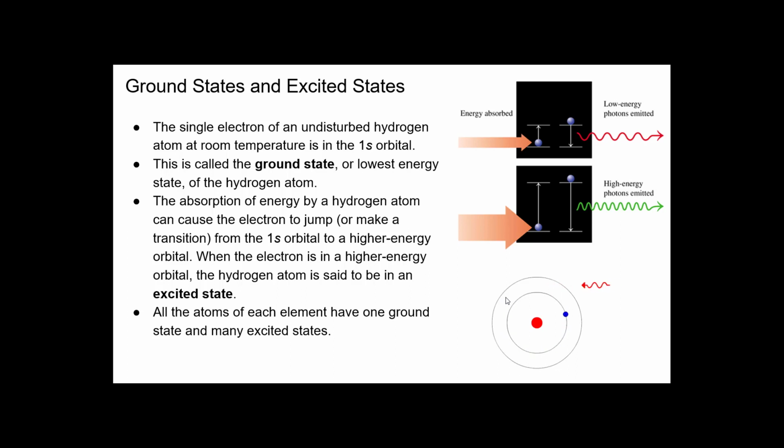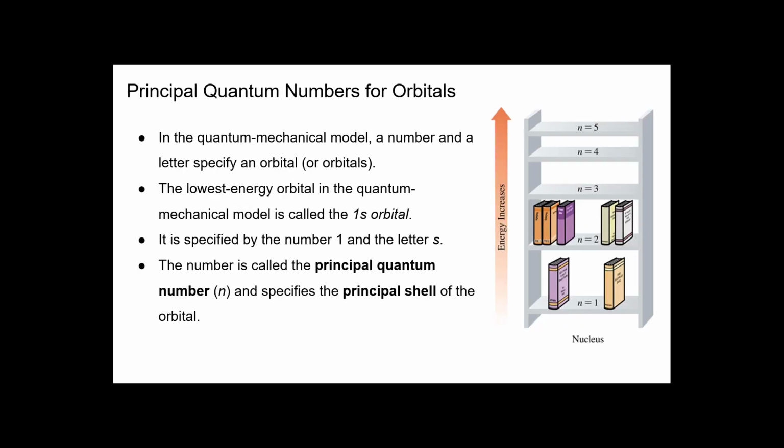This is called the ground state. When electrons are in their ground state, they are in their lowest energy, and that means they are not excited. They are just hanging out. The absorption of energy by a hydrogen atom can cause the electron to jump, or make a transition. This is when it will jump to another level. Depending on how much energy it has, and if it can go into that level, it will jump into that level.